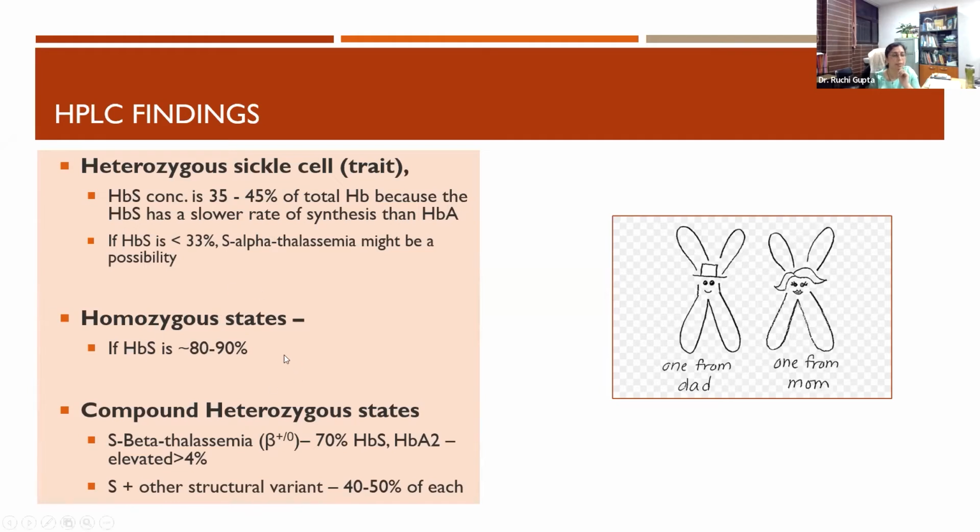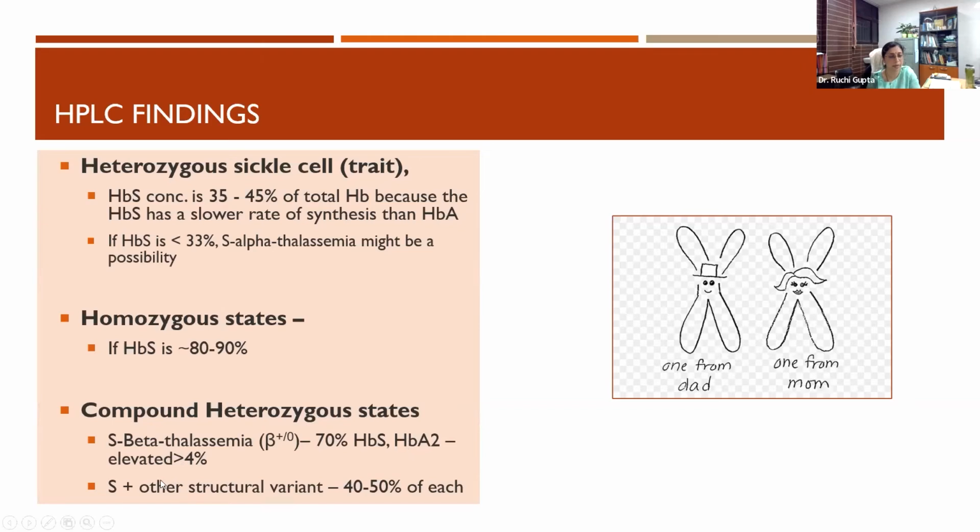In a homozygous state, the HbS is likely to be 80 to 90%. In compound heterozygous states, when there is co-inheritance with beta thalassemia, naturally you'll have to give place for A2, which would be elevated, which will give you a clue that probably you are dealing with a coexisting beta mutation. But we should also remember that some of the glycated sickle hemoglobin can also fall in this HbA2 region and can result in the elevation of the HbA2. So this problem then needs to be resolved by parental screening.